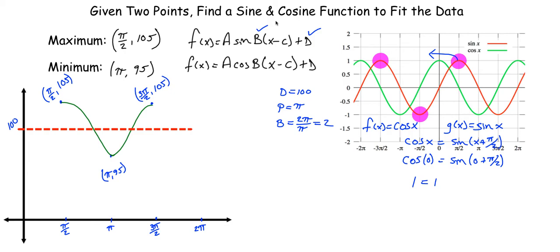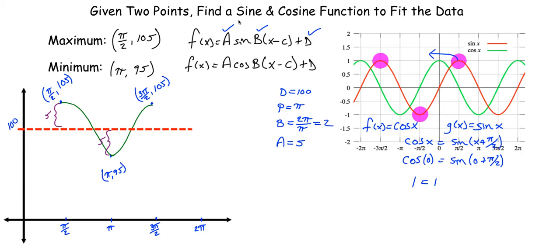The next piece I need to find is A. My amplitude is always going to equal the distance between the maximum and the midline, or the minimum and the midline. In both cases, I've gone from 100 up to 105, so that's a distance of 5 units. Here I've gone from 100 down to 95, that's also a distance of 5 units. So the value of A I've found is going to be 5. I know my amplitude now. So I have A, B, and D.